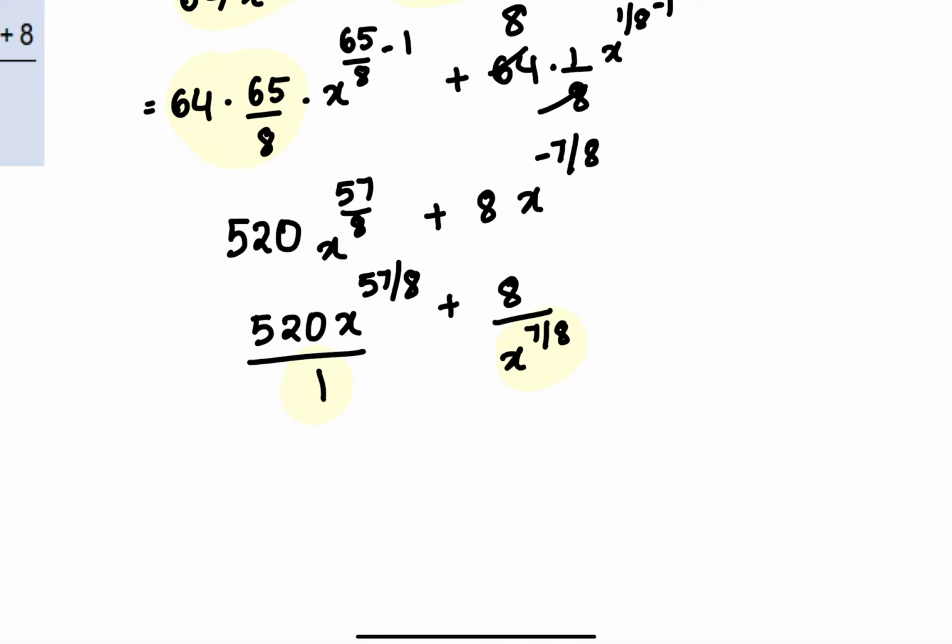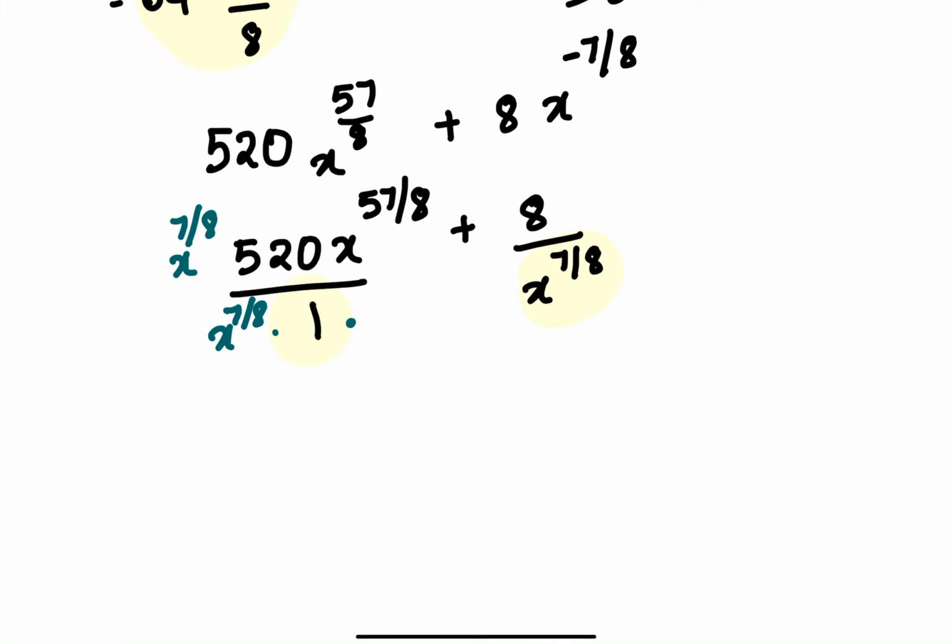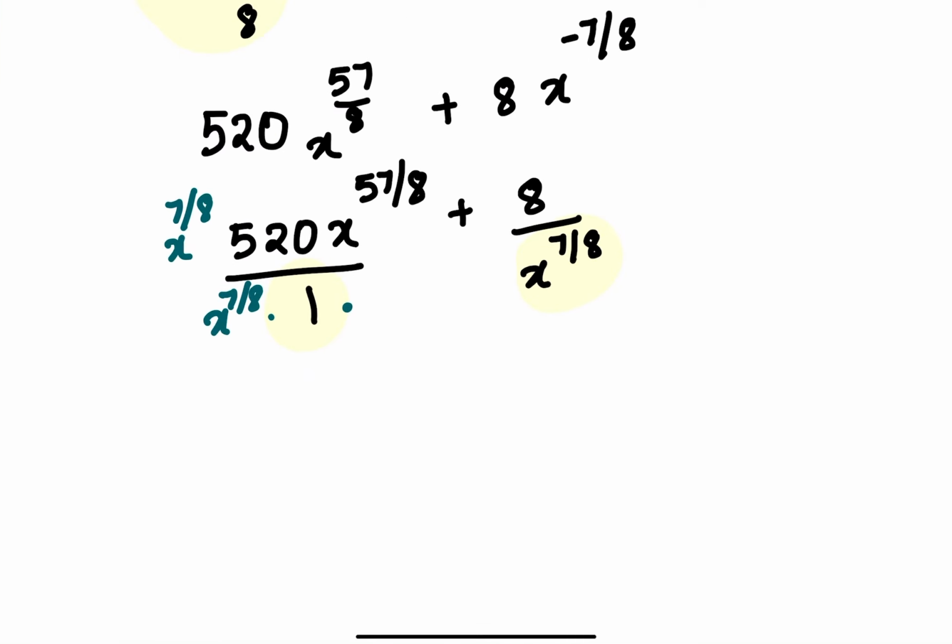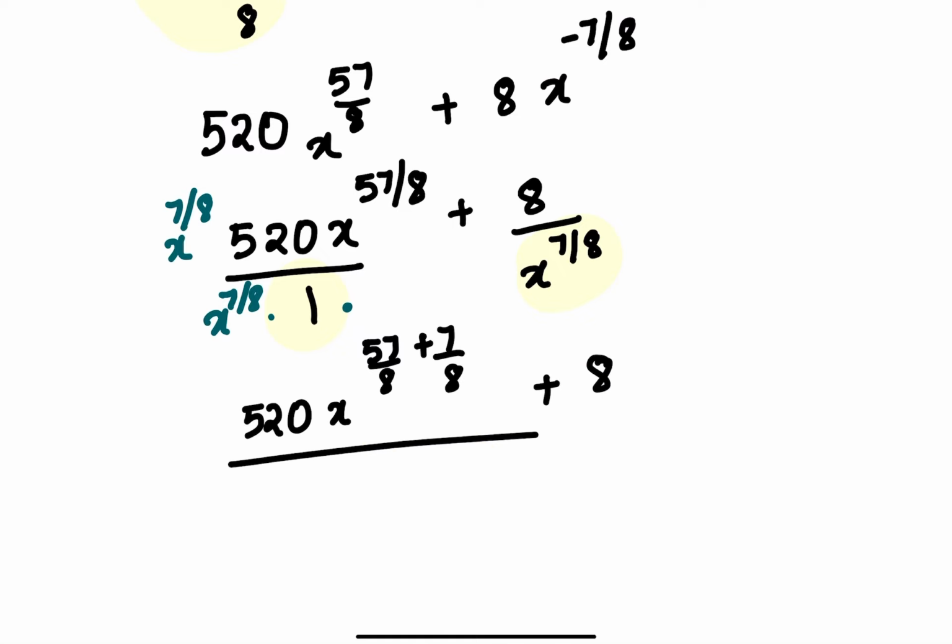So to find the common denominator, I'm going to multiply this. Let me do it here. I'm going to multiply this with x to the power 7 over 8 times x to the power 7 over 8. And let's see what I get. So here I have 520 x to the power. Remember what I do? I add the powers. 57 over 8 plus 7 over 8 plus 8, the whole thing divided by x to the power 7 over 8.